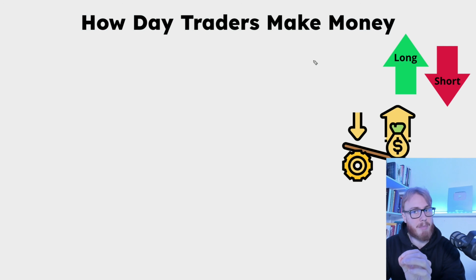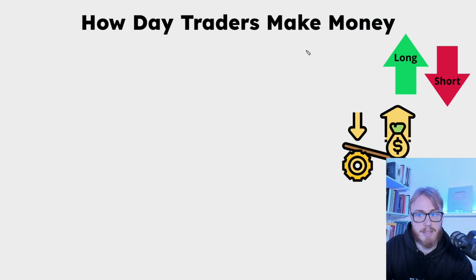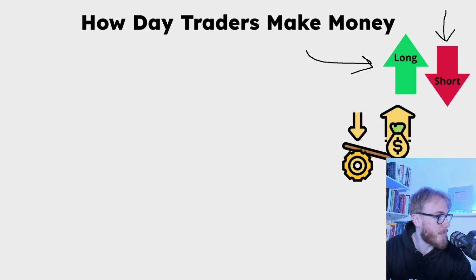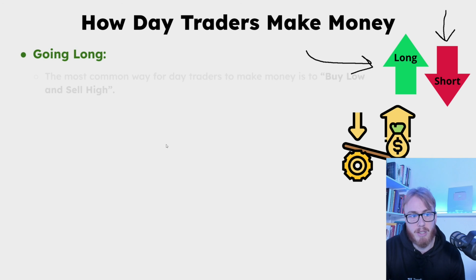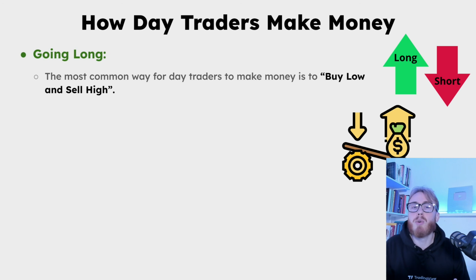And two very important things you need to learn about is something called going long, as you can see here, long, and going short. So let's begin here by taking a look at what going long and going short is. So first of all, what is going long? Well, going long is the most common way for day traders to make money. And this is basically when you buy low and sell high.